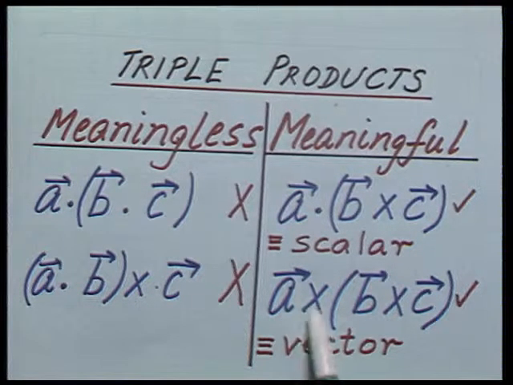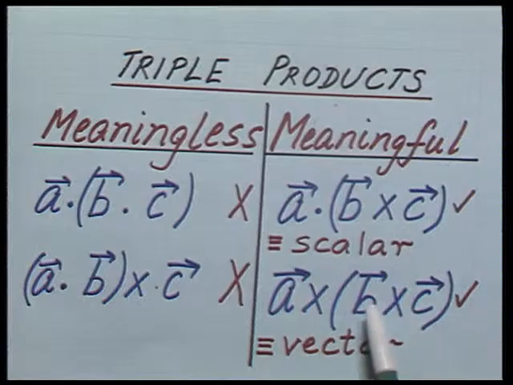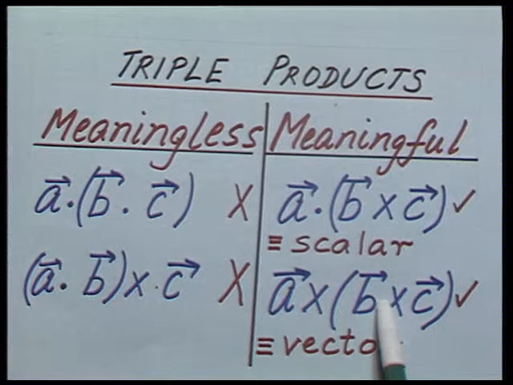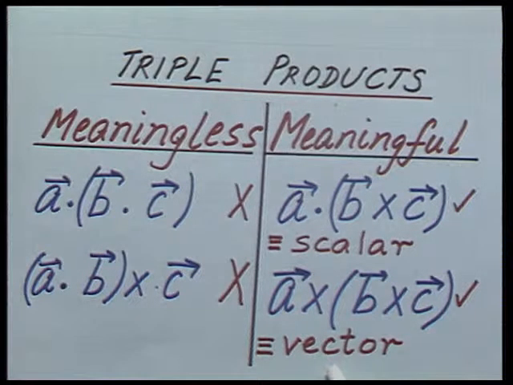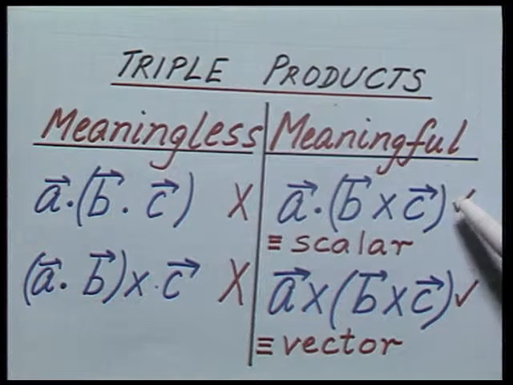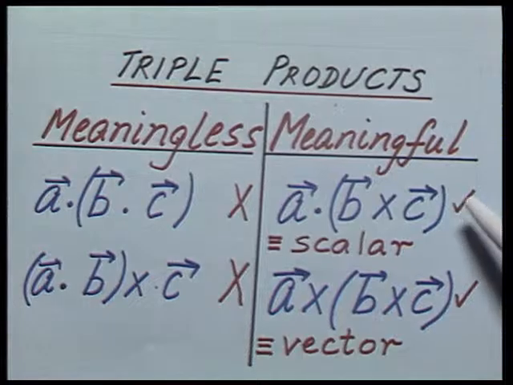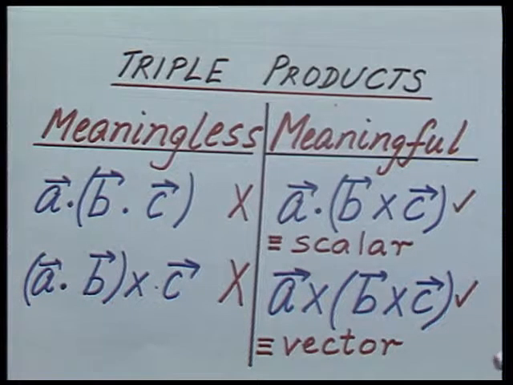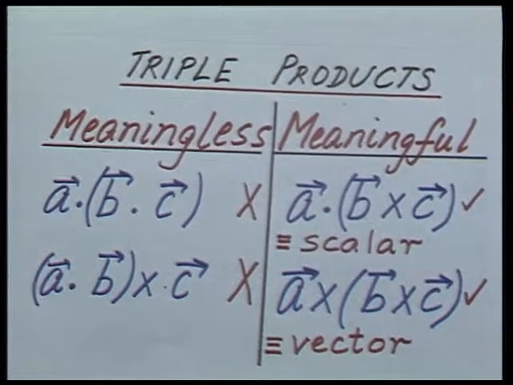Similarly, A cross B cross C has a meaning because B cross C is a vector and we do know that the cross product of two vectors is a vector. The first triple product is known as the scalar triple product and the second as the vector triple product. Let us first consider properties of the scalar triple product.